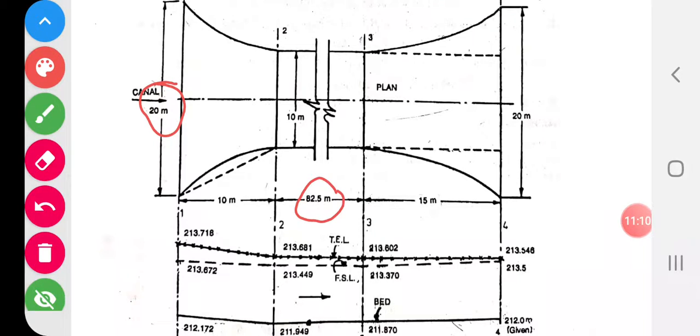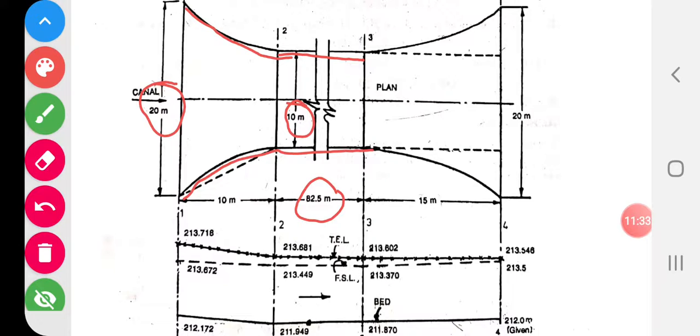So gradually the width is reduced. See, I am showing this, gradually it is reduced, and it is fluumed, and here it is 10 meter. Generally, if the canal width is 20 meter, the flume width will be taken as 10 meter. It is a common thing: whatever the canal width, half of that will be the flume width.